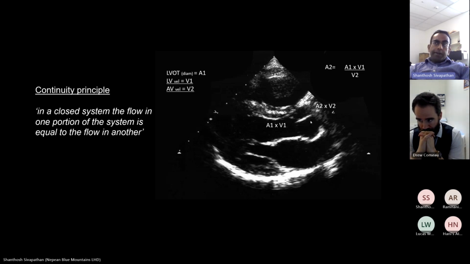Now, area 1 is your LVOT diameter, which I'll go through in the next slide in terms of how to measure that. So if you know what your LVOT diameter is, and your V1, which is your LVOT VTI, and then your V2, which is your aortic valve velocity, you'll be able to figure out what the area of the aorta is.